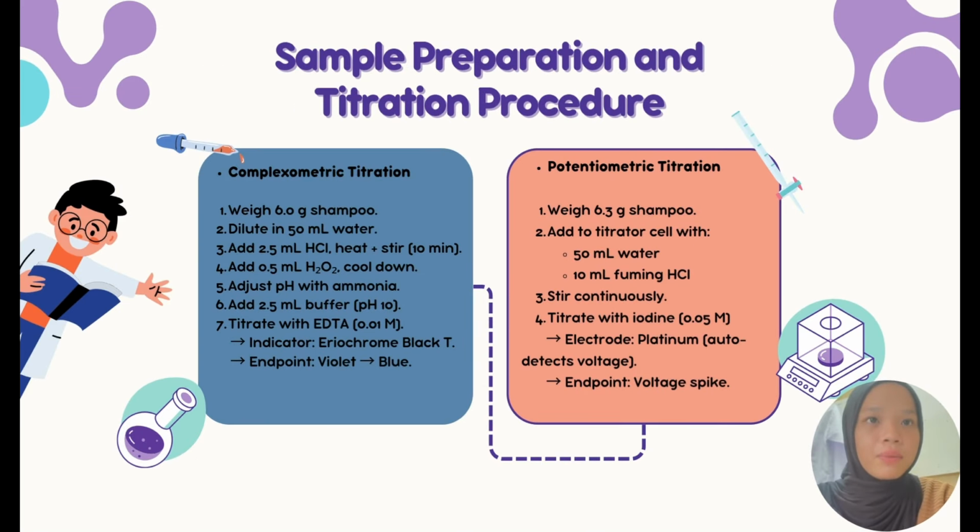Thus, for sample preparation and titration procedure, the first step for both is they dissolve the shampoo in ethanol, filter it, and then dilute it in solution. In the complexometric method, they added an ammonia buffer and the color indicator Eriochrome Black T. Then, they titrated it with EDTA until the solution turned blue, which marked the endpoint. And in the potentiometric method, they added glacial acetic acid and used an automatic titrator to add iodine. The platinum electrode monitors voltage changes to detect when the reaction was complete.